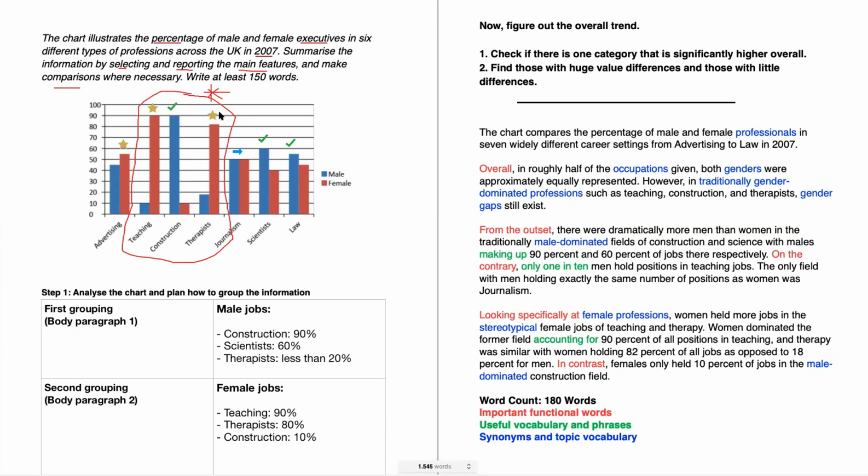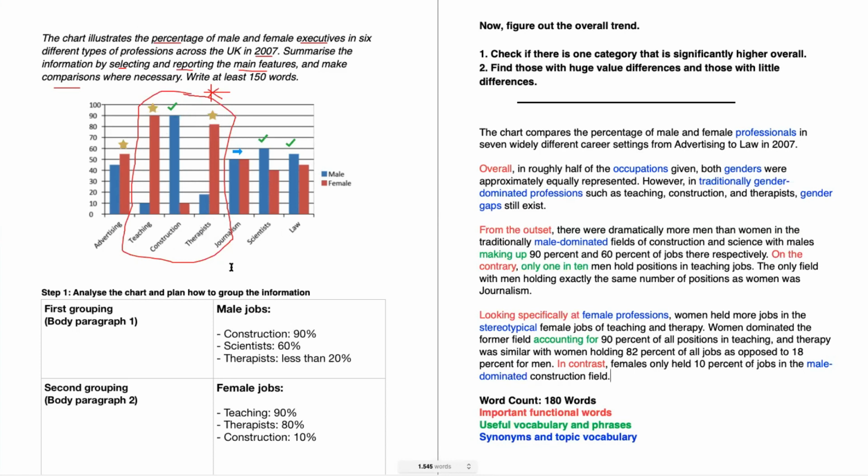And just keep in mind here, when I looked at therapy, I said around 80 here, but I looked closely, it's 82. So you would not be incorrect to write 82. And I've also estimated for males in that sector at around 18%. In contrast, which is great, similar to on the contrary, females only held 10% of jobs in the male-dominated construction field, which we saw here in our overview.